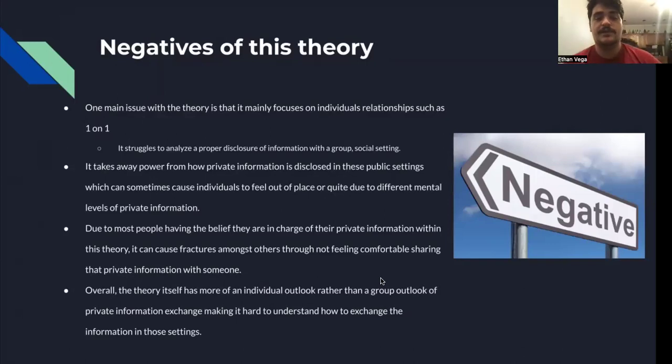It takes away power from how private information is disclosed in these public settings and can sometimes cause individuals to feel out of place, maybe due to different levels of private information bothering them. Due to most people believing that they're in charge of their private information within this theory, it can cause fractures amongst others through not feeling comfortable sharing that private information with someone.